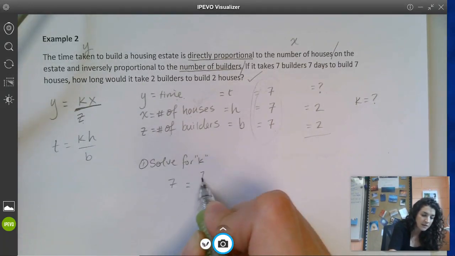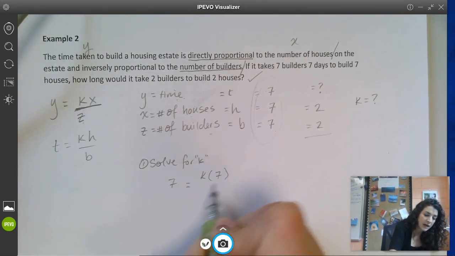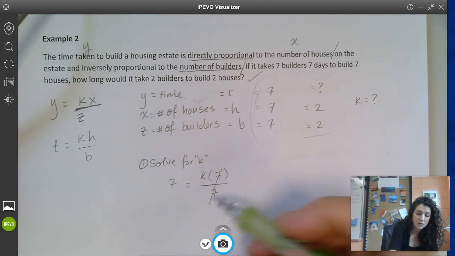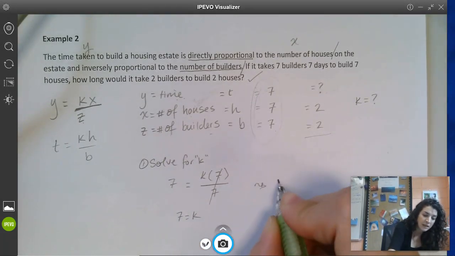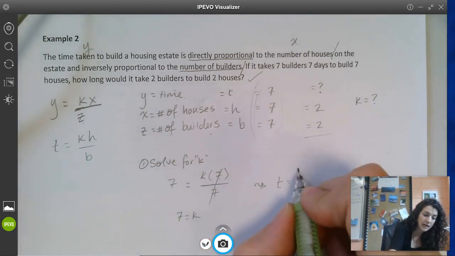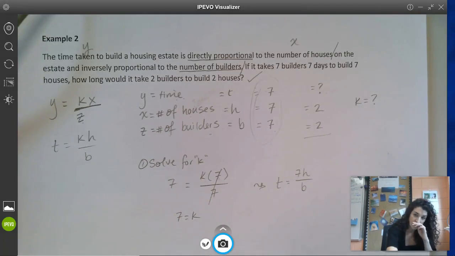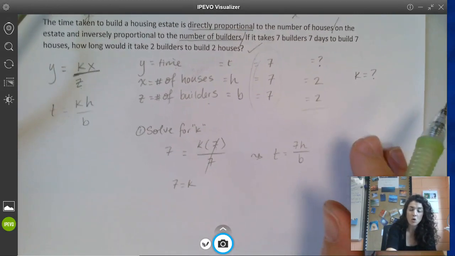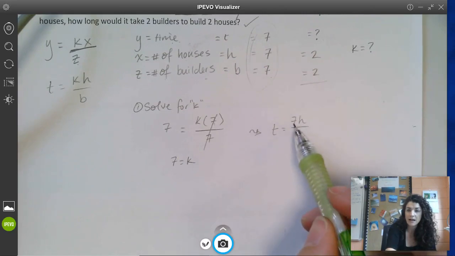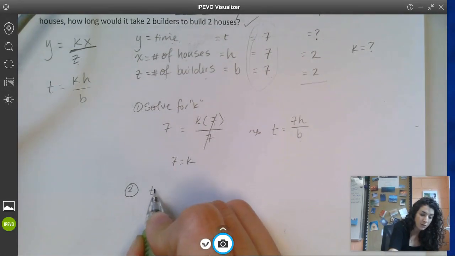Seven days, 7 houses, 7 builders. Those 7s cancel out, and I'm left with K being equal to 7. So my formula now is T equals, and instead of K, I have 7 times H over B. Time is directly proportional to the number of houses, but inversely proportional to the number of builders. And now I know just how that's all related, that this guy is 7. So now that I've solved for K, I can solve for T.